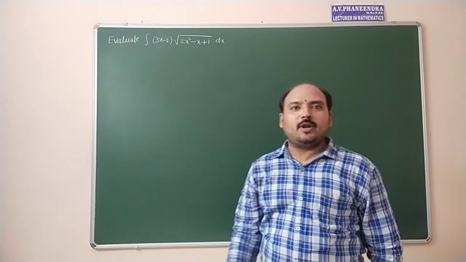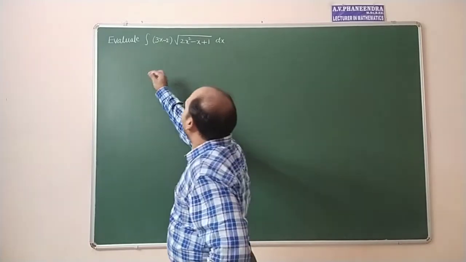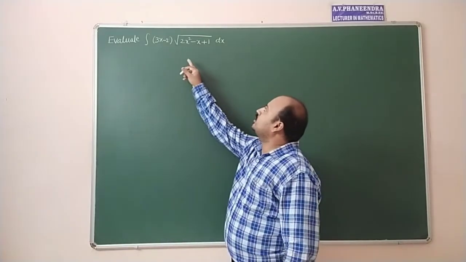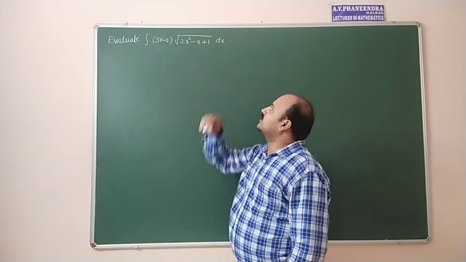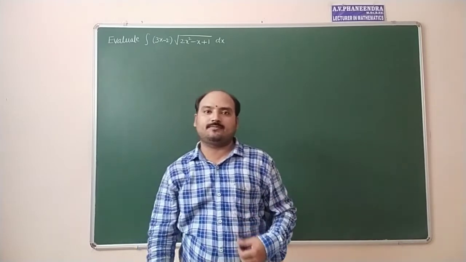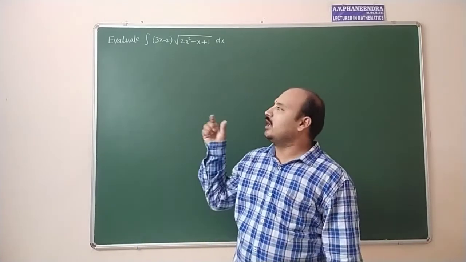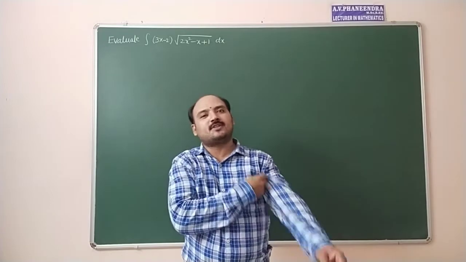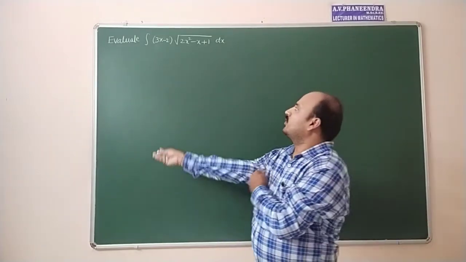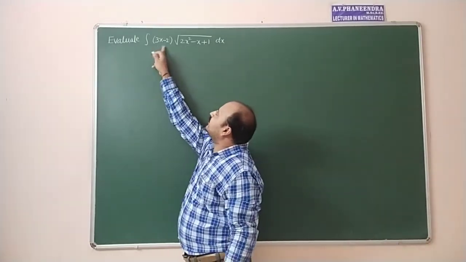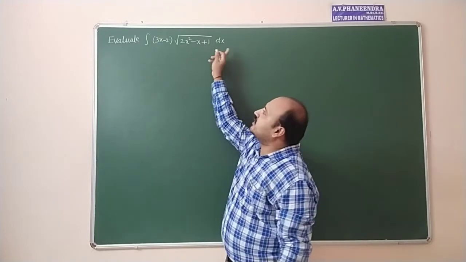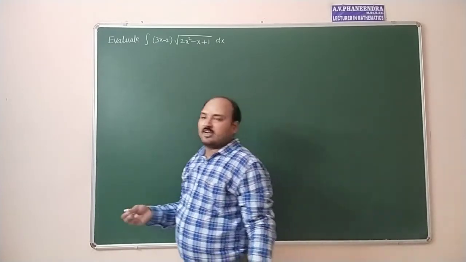The next question, an important question. Evaluate integral of (3x minus 2) into square root of 2x square minus x plus 1 dx. Of course, it is a little lengthy problem, but it is easy. Same method we have to approach. First, it is in the form of integral of (px plus q) into root of ax square plus bx plus c dx. Same working rule.